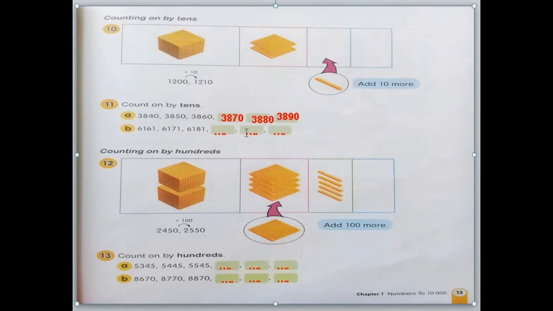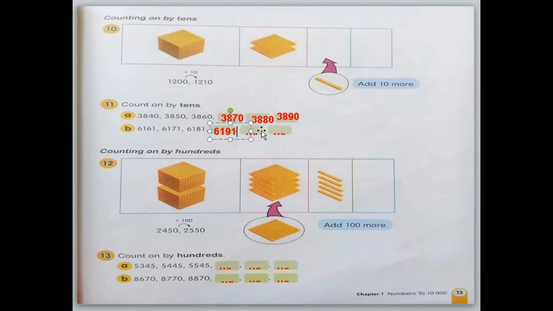Okay. Next question. We go to question letter B, sorry. 6,161. The next one is 6,171. 6,181. So, over here, we will write down 6,191. Add 1 more to the 10. So, after 8, it's going to be 9.